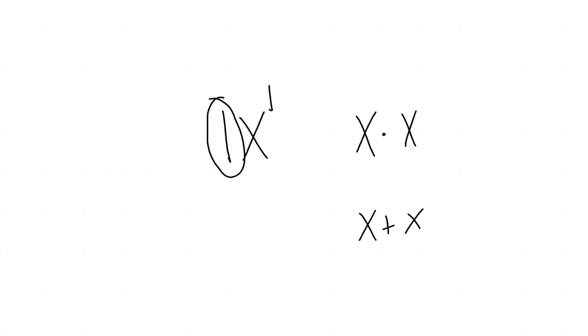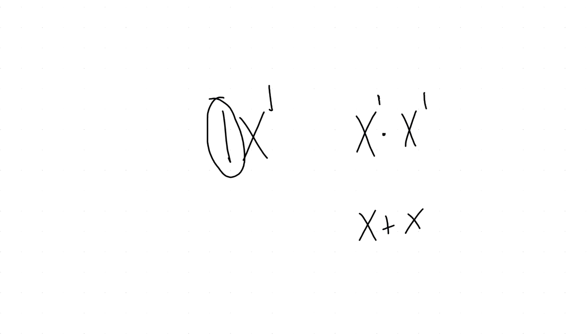If you have a variable like this, X, there's an understood one here, the coefficient. There's also an understood one here, the exponent. Now, X times X, and X plus X. With X times X, you have an understood one here and an understood one here.